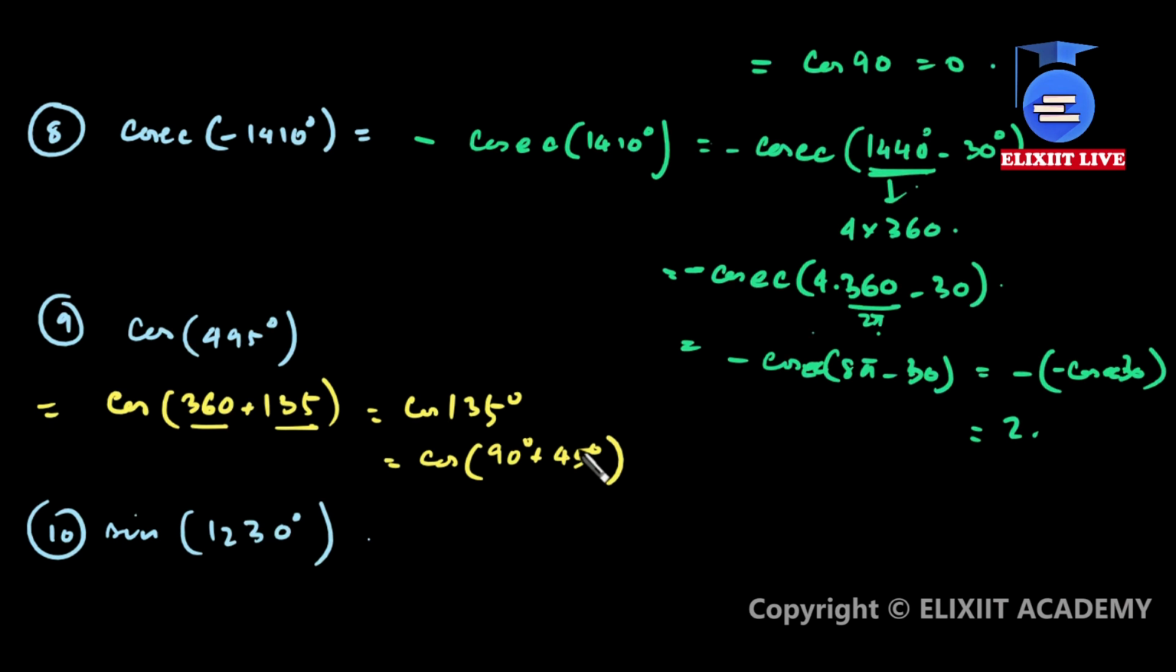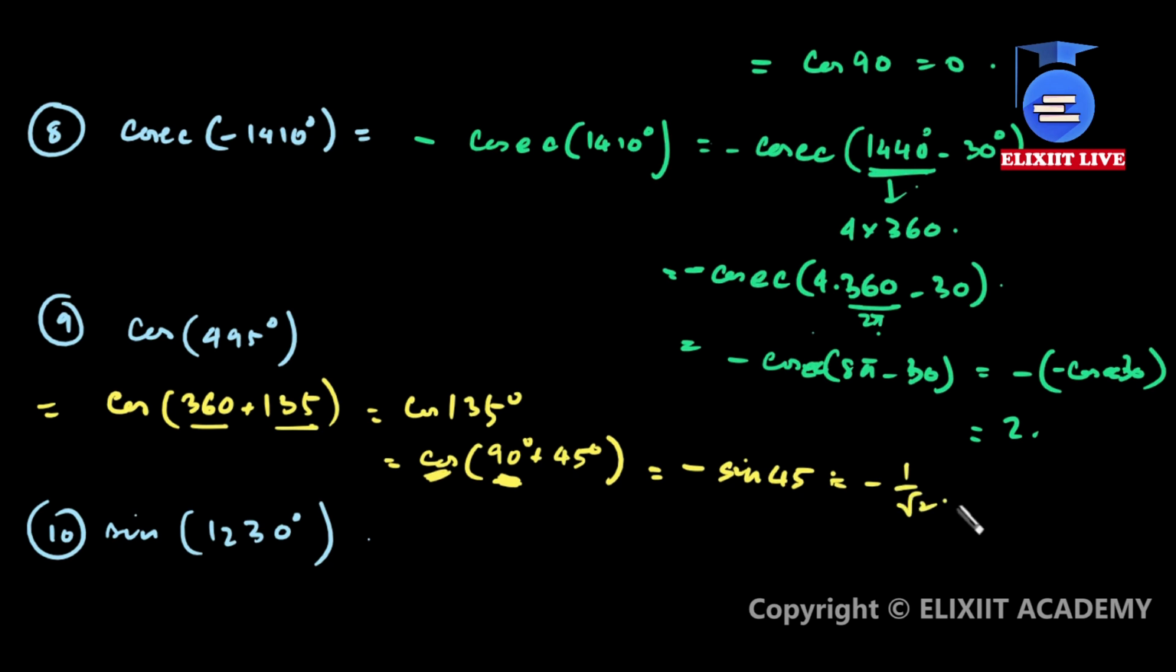90 plus 45 means pi by 2 plus 45. There is a change because pi by 2 is on the y-axis. Pi by 2 plus theta is the second quadrant, so first of all this will change to sine 45. Minus or plus? In the second quadrant, cos is negative. So this becomes minus sine 45, which means minus 1 by root 2.